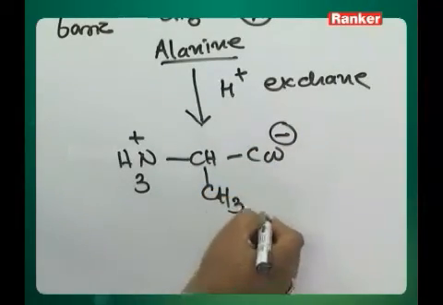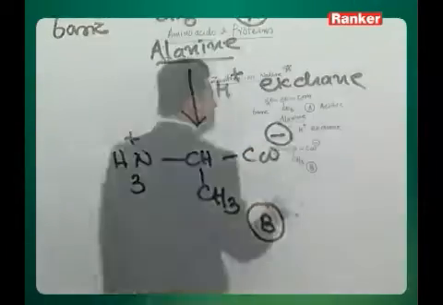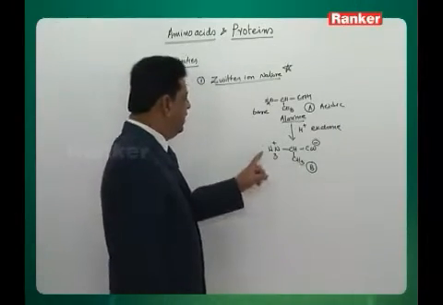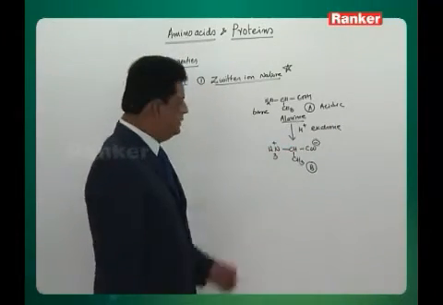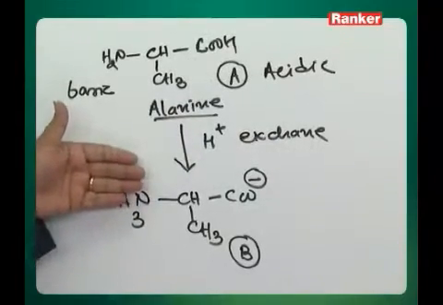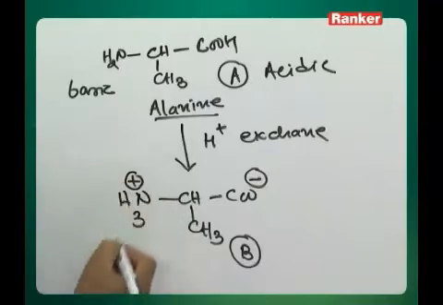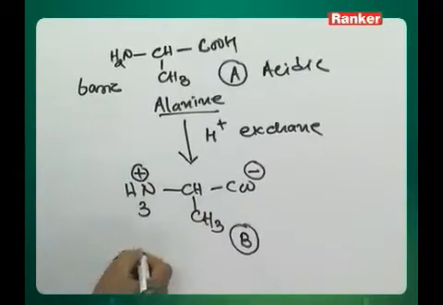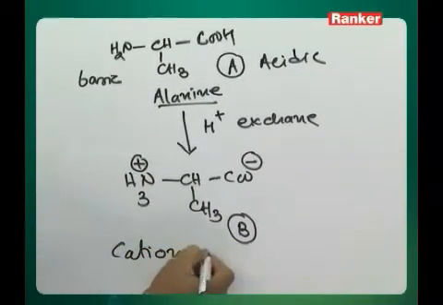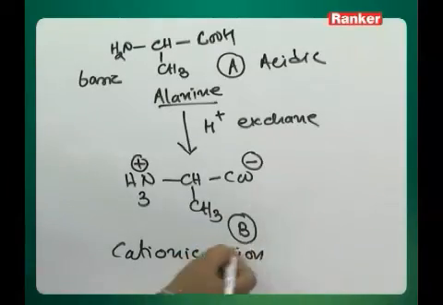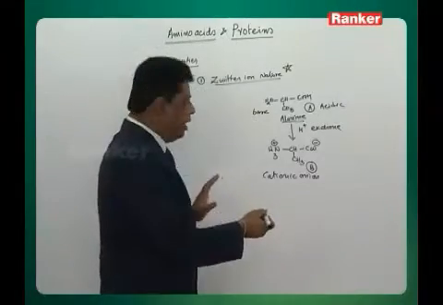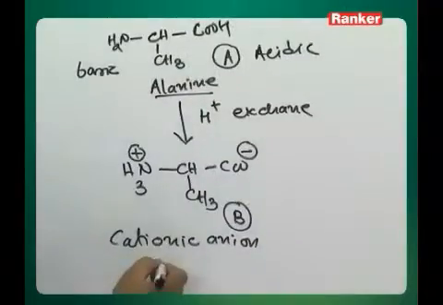Now, this is the structure B, the alanine structure in the form of B, which will have a plus and a minus. Where there is only a minus, we say anion. A cation is also there. So let us call this compound a cationic anion, or anionic cation, or better say, a Zwitter ion.